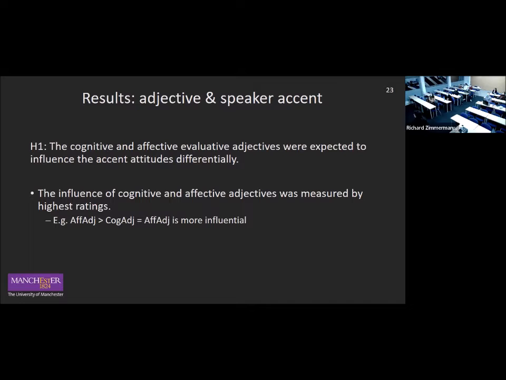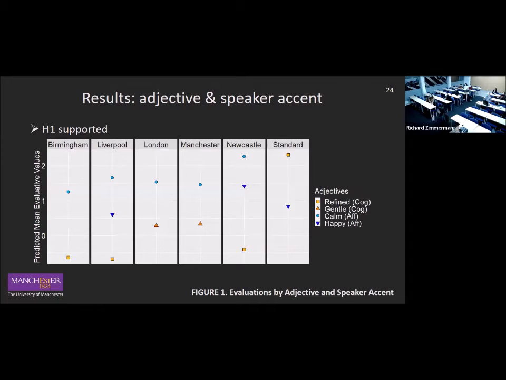So if the affective adjective prompted significantly higher results than the cognitive adjective, then the affective was deemed to be the more influential. And the same goes for the cognitive. If the cognitive adjective was prompting higher results than the affective, then the cognitive would be more influential. So hypothesis one was supported, and I'll take you through this.